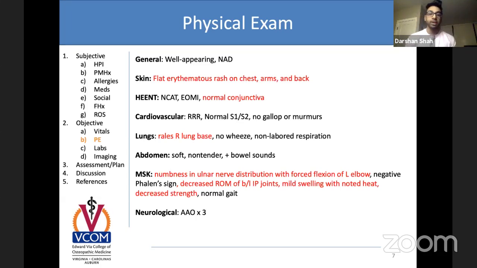He's got negative Phalen signs. So Phalen's sign is essentially when you put your hands together in like a prayer symbol and you push. And usually if you have carpal tunnel or something, you can feel numbness or tingling with that. He has decreased range of motion of the bilateral IP joints. So it's the interphalangeal joints of your fingers. And then he's got mild swelling with noted heat. So it's a little warm when you touch it. He's got decreased strength, but he's walking normally. And then neurologically, he's alert and oriented ×3.